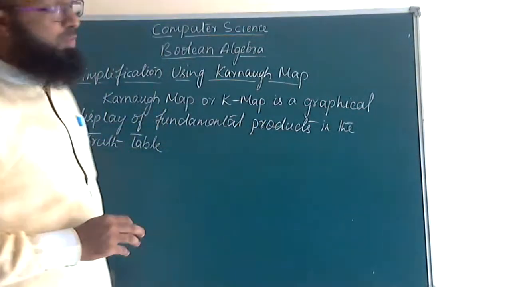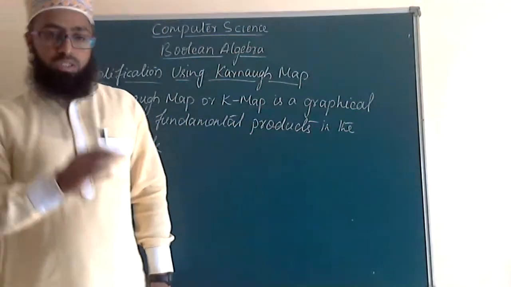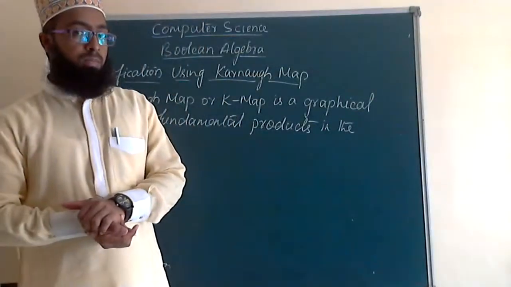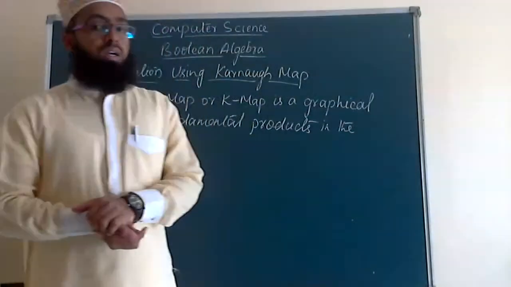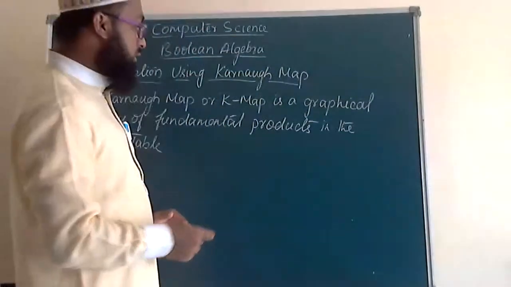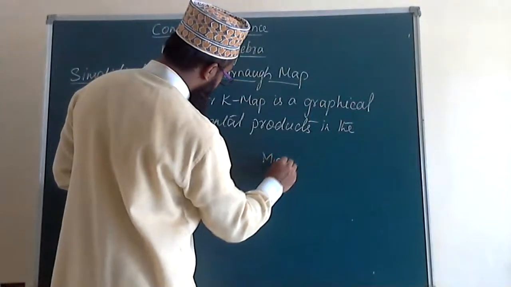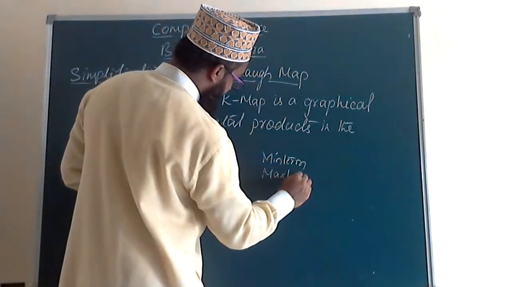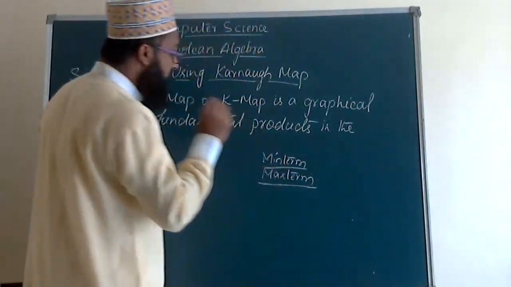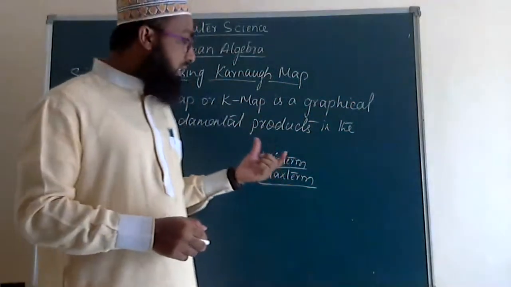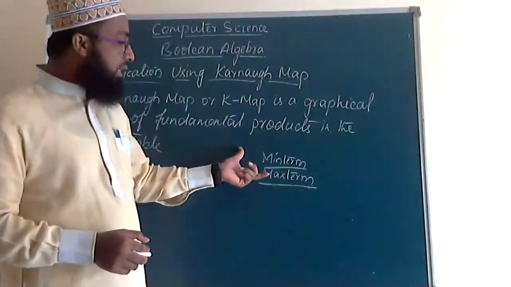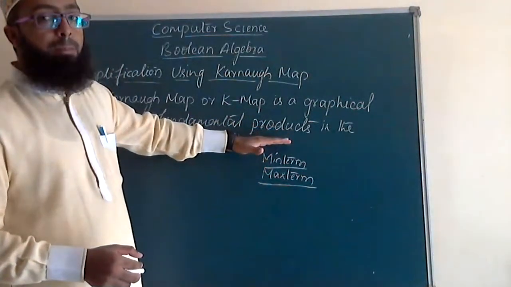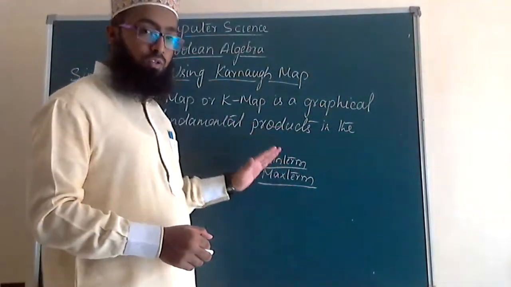In our previous classes we have discussed the truth table, and how we can get the results in the truth table. There are two things we have discussed. One is min term, and the other one is max term. Based on min term and max term, we will reduce the given expression with the help of Karnaugh map into its simpler form.